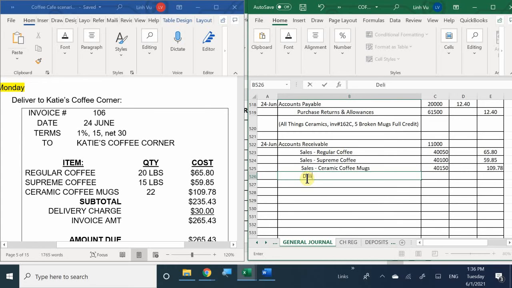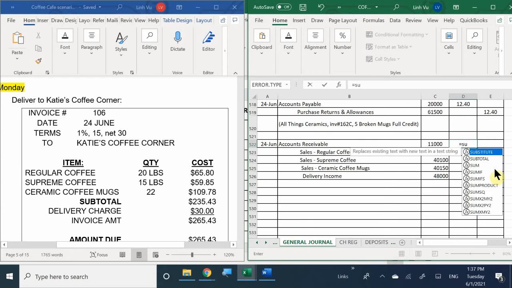Yes, we did. Delivery. It took way too long to find it, so I'll just type it in. Delivery income. I think this is 48. For $30. And then your accounts receivable was $265.43. Where is my M? There it is. Equals sum.